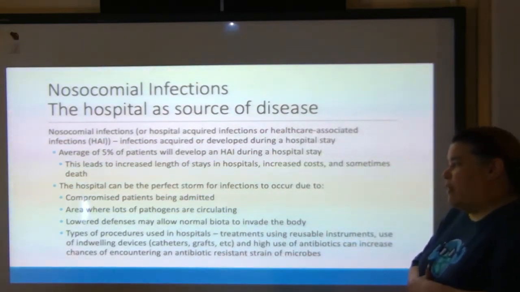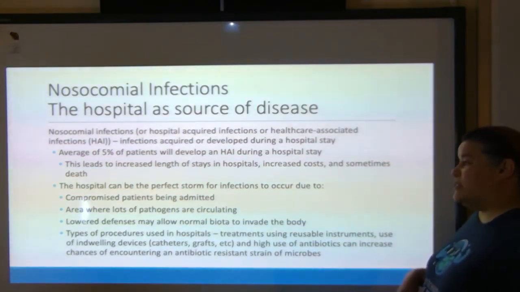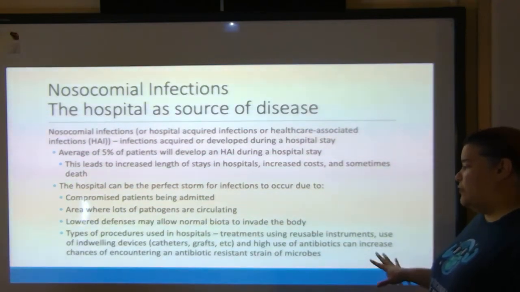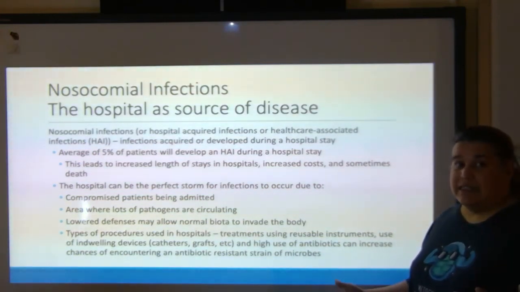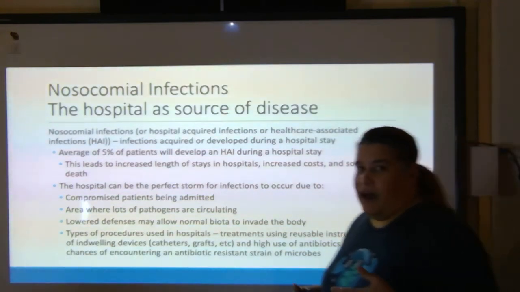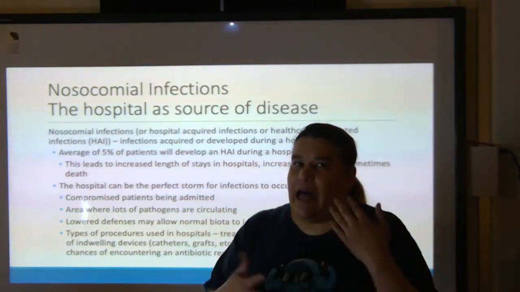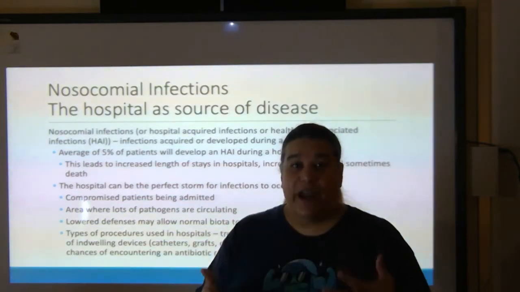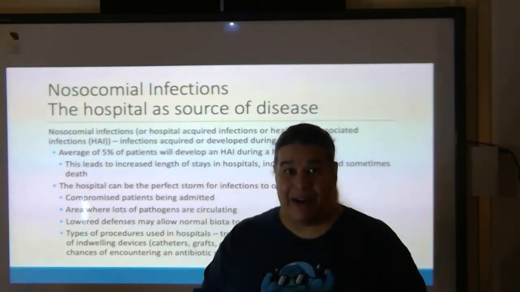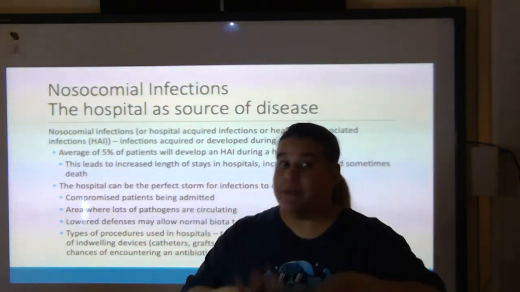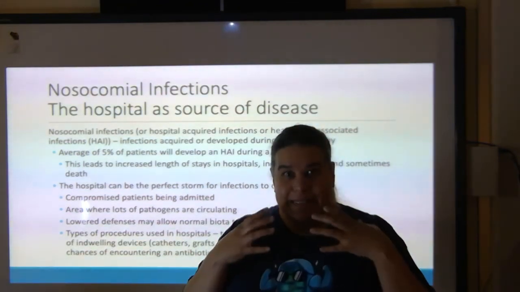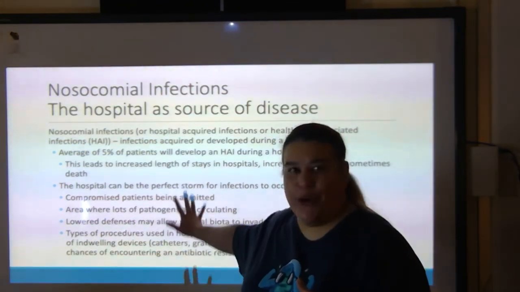Types of procedures used in hospitals: treatments using reusable instruments, indwelling devices like catheters or even skin grafts, and high use of antibiotics can increase the chances of encountering some type of antibiotic resistant strain of a disease. If somebody's already in the hospital and they're being treated and it's not working, I'm going to keep trying different things. And as I try those different things, I'm selecting for things that are antibiotic resistant. It's not intentional. I don't want you to think hospitals are doing this on purpose, because that's not it. But it does happen because, like I said, it's the perfect storm.